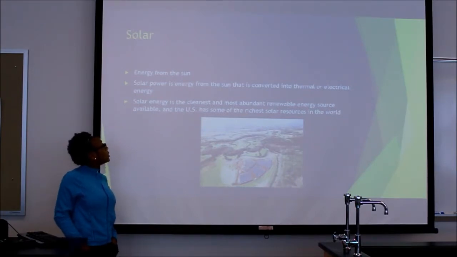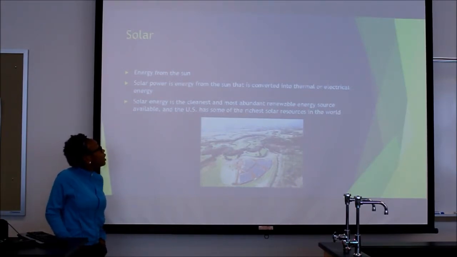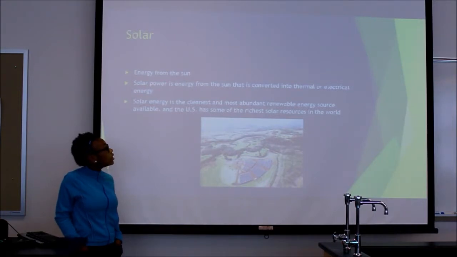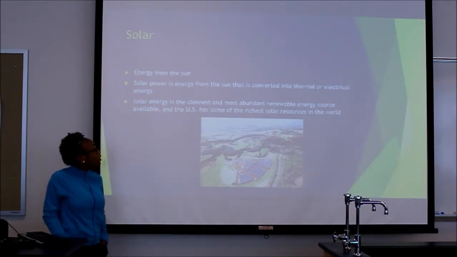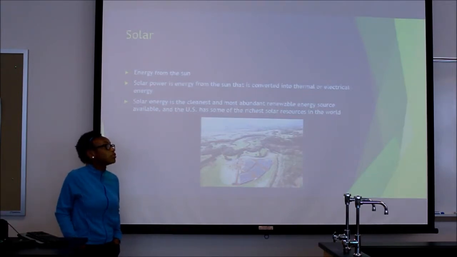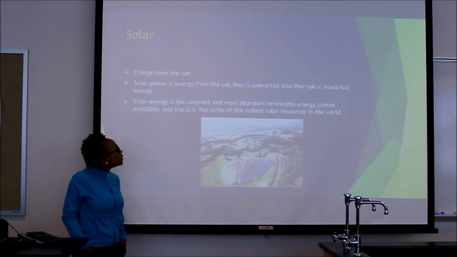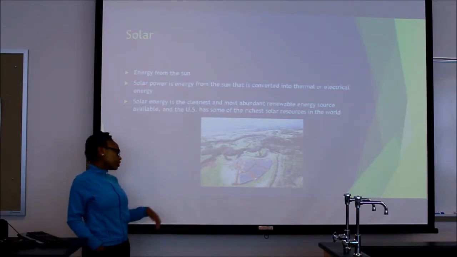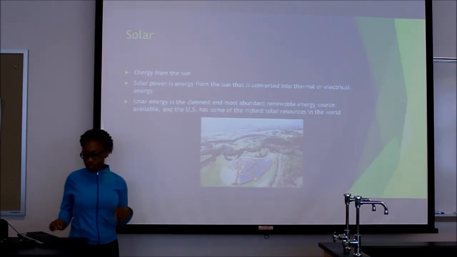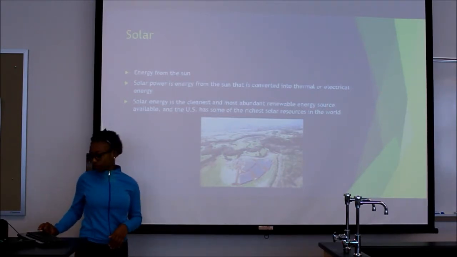Solar energy is energy from the sun. Solar power is energy from the sun that is converted into thermal or electrical energy. Solar energy is the cleanest and most abundant renewable energy source available, and the U.S. has some of the richest solar resources in the world. This is an example of how a solar panel looks. It's just like a square, and then the sun hits it and it generates energy.